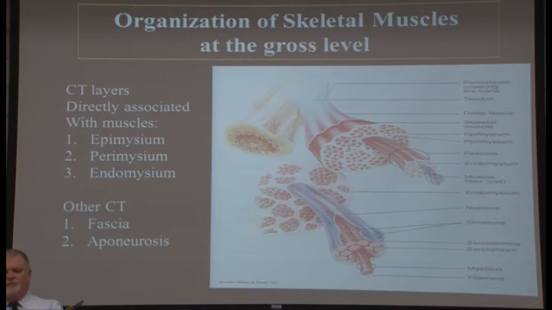So if we have really broad sheets of connective tissue that are associated with muscle, the most common word we can use is fascia.